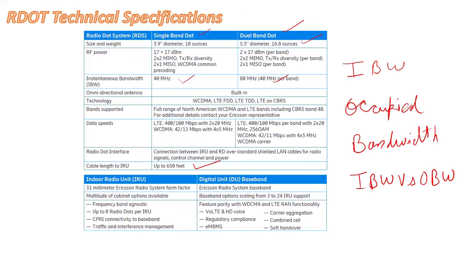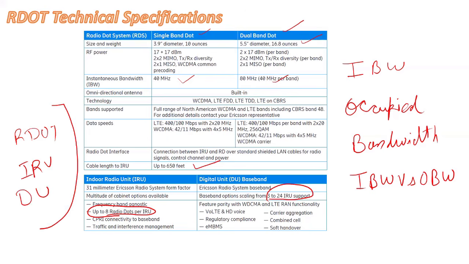And then we have IRU, and one IRU can support 8 radio dot units. This is very important information. So one IRU can support 8 radio dots, and one baseband can support between 3 to 24 IRUs, right? So these are the three components: R dot, IRU, and the DU or the baseband unit. These three components are required for Ericsson R dot or Ericsson small cell.